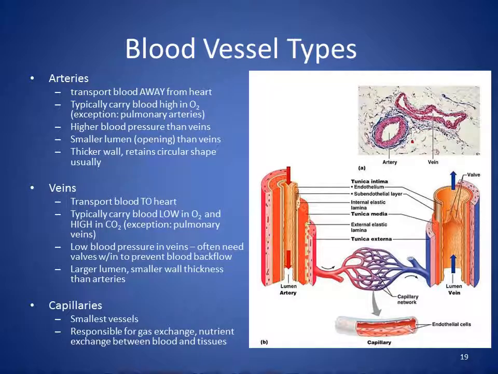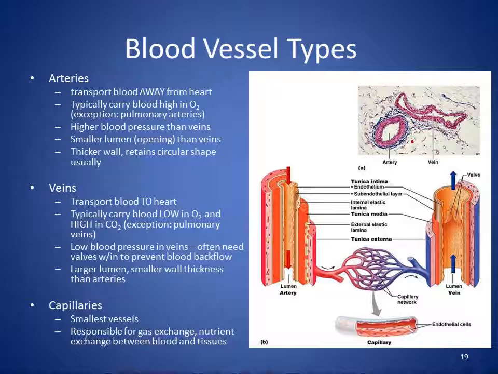Veins transport blood to or toward the heart and are typically low in oxygen but high in carbon dioxide. Again, the exception here are pulmonary veins. Veins typically have low blood pressure, and they often need valves to prevent backflow of blood. They have larger lumens, and their wall thickness is thinner than that of arteries.